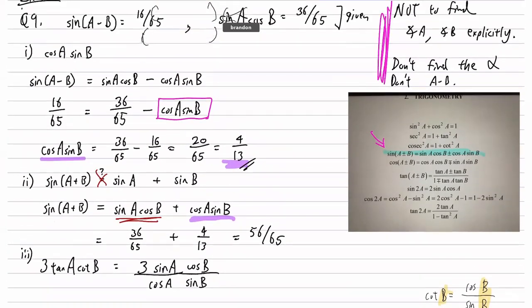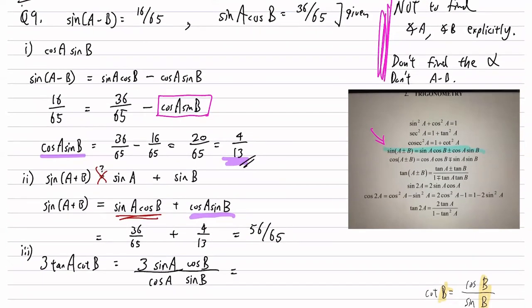Sub in the purple and the blue. Can you see? Yep, exactly. Just sub in, right? Then I'll leave you to figure out the answer. Yes, you did it correctly. Just 3 times 36 over 65, all divided by the purple one, 56 over 65. You can go figure it out yourself.